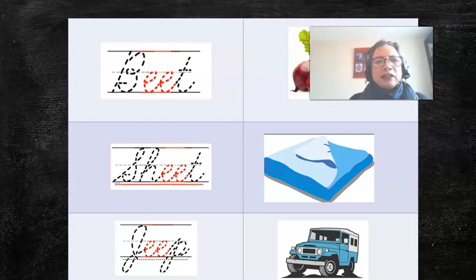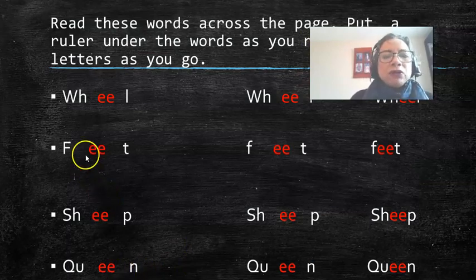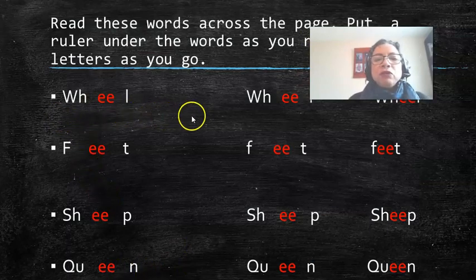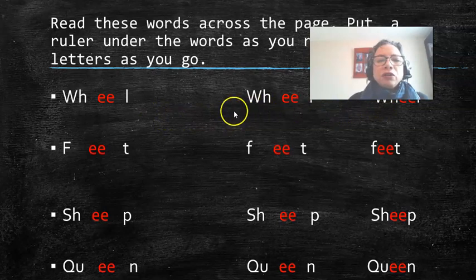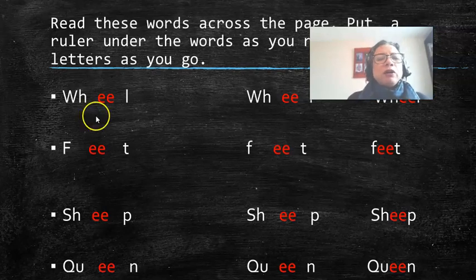Let's take a look at the list. Okay, this is what I want you to do. I want you to take a ruler and put the ruler here. Or you can use cardboard or a piece of paper, no problem. What I want you to do is move the paper from left to right like this.